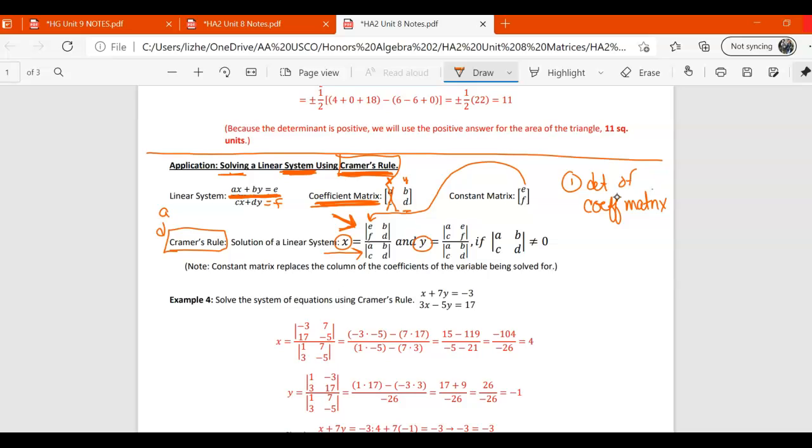But here when I'm solving for y, look at, I put back the x values, here's the x values, and I took out the y values, the b and the d, and here is the constant matrix because I'm solving for y. So the variable you're solving for, you take out their coefficients and you put in that constant matrix. And so you can see for x, you're going to do the determinant of the top matrix divided by the determinant of the coefficient matrix. And then for y, you do the determinant of the top matrix divided by the determinant of the coefficient matrix.